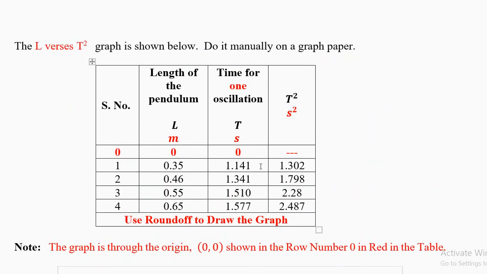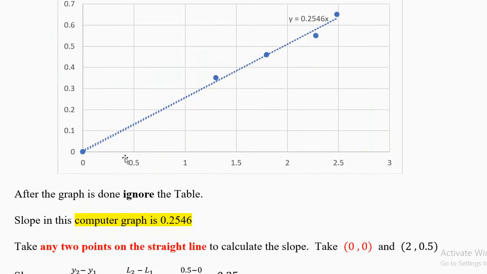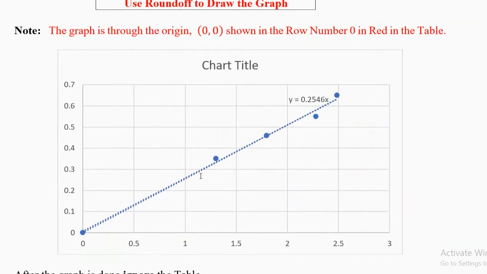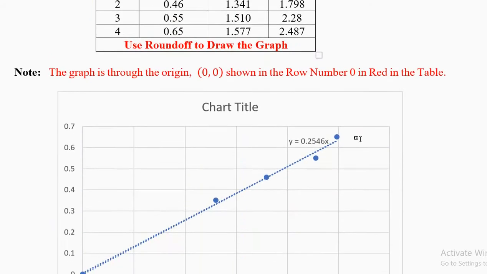Now use the round off. In your computer, you can write 0.35, 0.46, but in your paper graph you cannot write 1.302. So use 1.3, 1.8, 2.3, 2.5. You can write only one number after the point in the graph paper. So this is 2.5, this is 2.3, this is 1.8, this is 1.3. Now 0.5, 0.1. Your graph should be from 0, 0. That's why we have put this 0, 0, and 0 by 0 is not defined. So we put a line here.